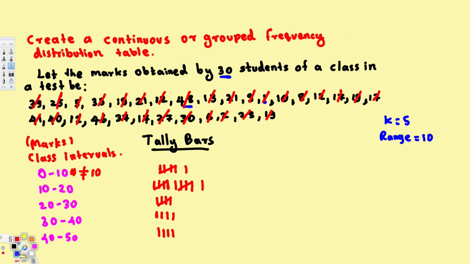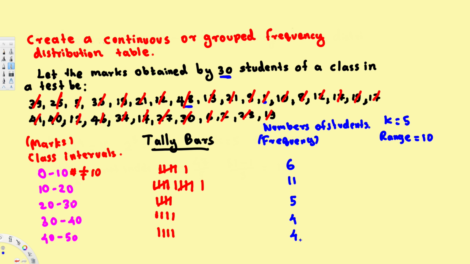The next one is frequency. Frequency is going to represent the number of students. So the number of students who got marks in this range can be calculated just by adding these tally bars. And here we have 5 plus 1, that's 6, and here that is 11, and here that is 5, and then 4, then 4. So this is our frequency column, and this is how we create a grouped frequency distribution table.